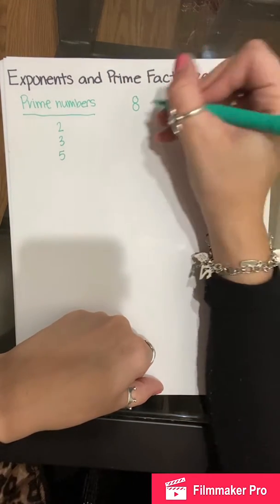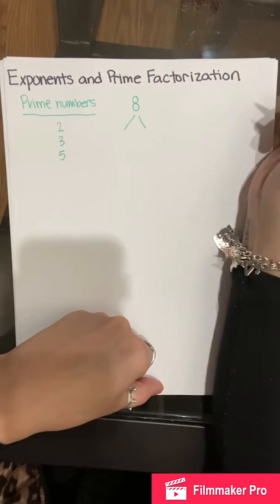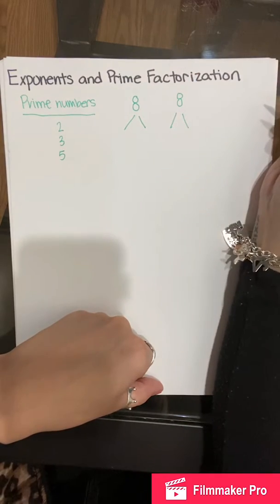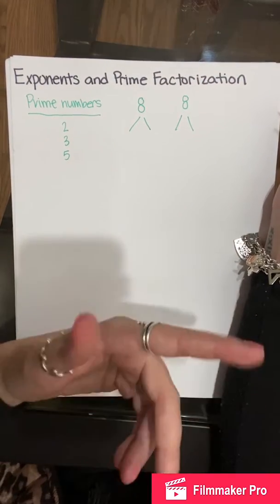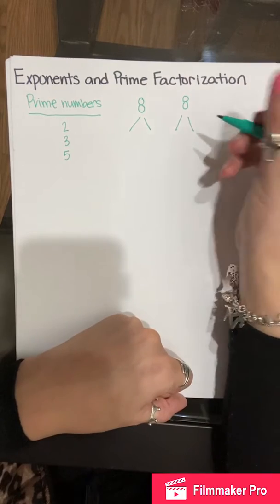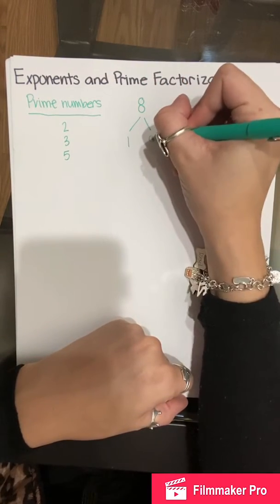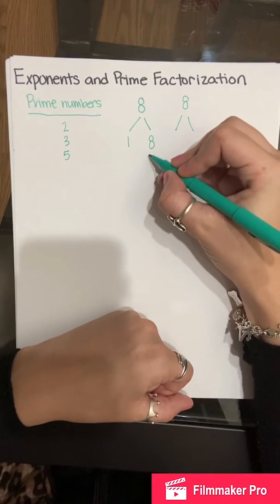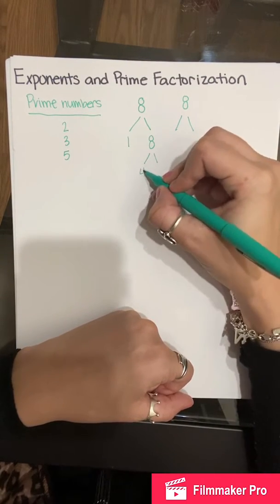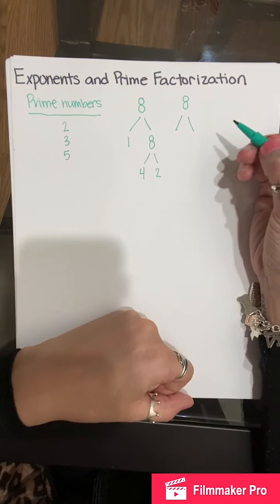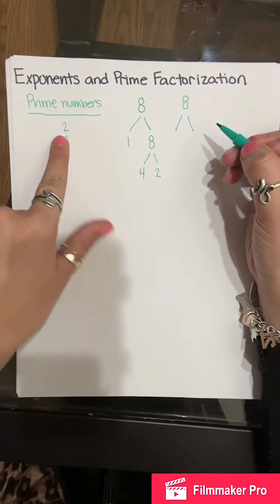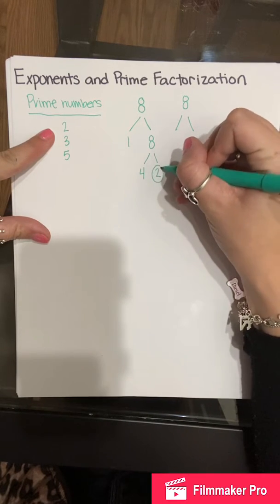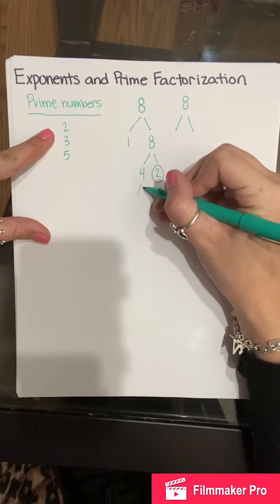So for 8, we're going to have our 2 lines, and there's 2 ways we could do this. So we're going to try both ways and see which way is more efficient to use. So the first way we could do 1 times 8 equals 8. Okay, then we could do 4 times 2 equals 8. Now 2 is one of our prime numbers on the side. So we're going to circle the prime and continue down with the 4.